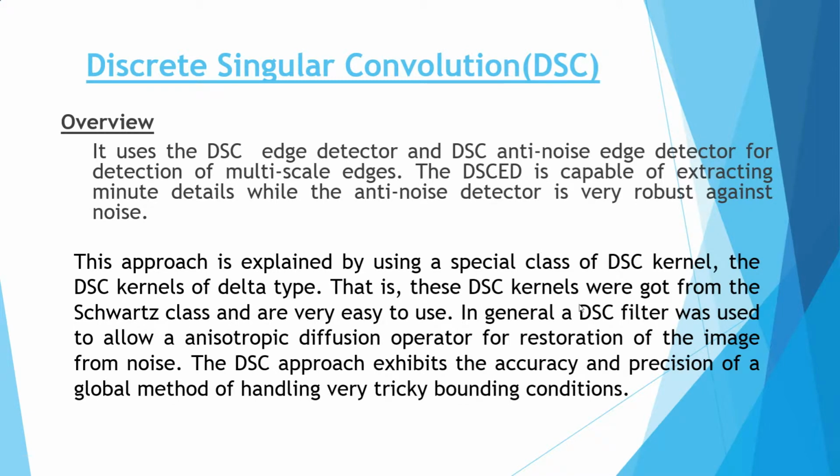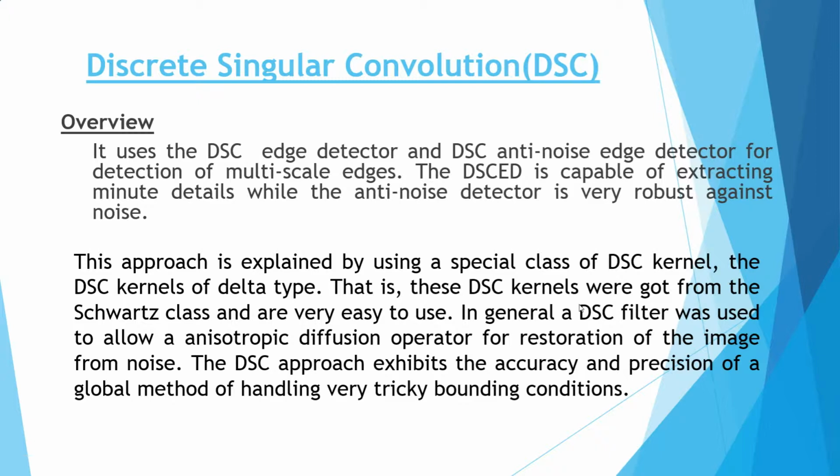Moving on to the first one, discrete singular convolution. To give a brief overview, it uses the DSC edge detector and DSC anti-noise edge detector for detection of multi-scale edges. That is, edges that have different scales are called multi-scale edges. The DSC ED is capable of extracting minute details while the anti-noise detector is very robust against noise.